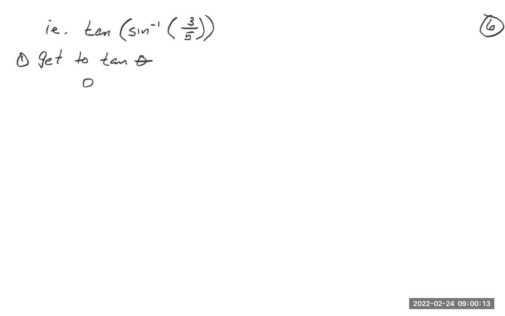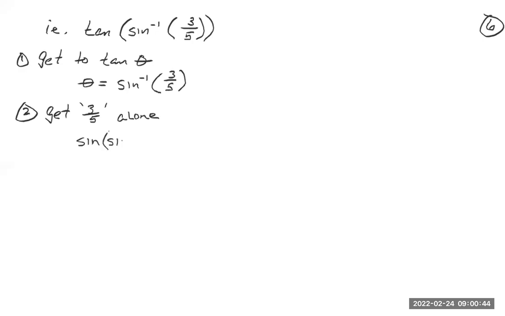That means that theta is the arc sine of 3 over 5. I'm going to get 3 over 5 alone. And I'm going to do that by taking the sine. Oh yeah, I can do it this way. Sine of the arc sine, 3 over 5. If I do it to that side, got to do it to this side.